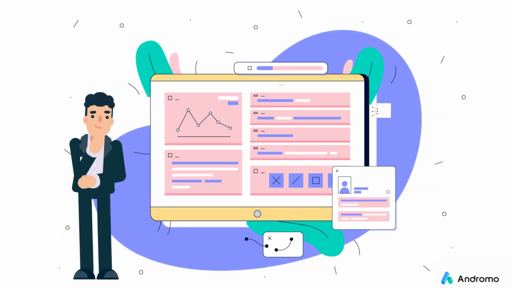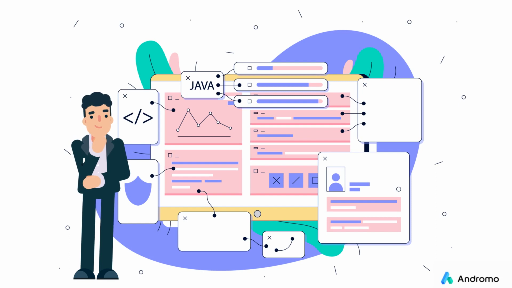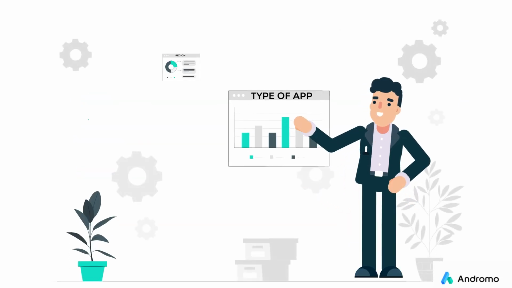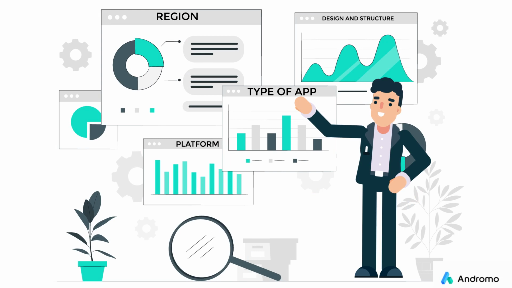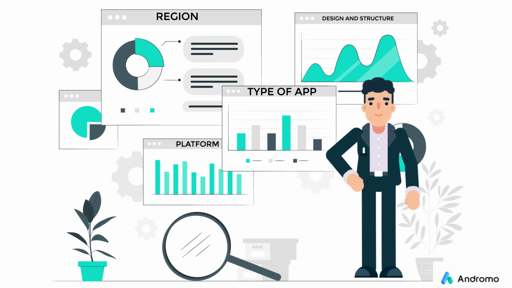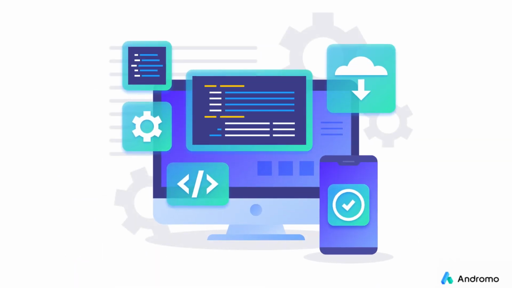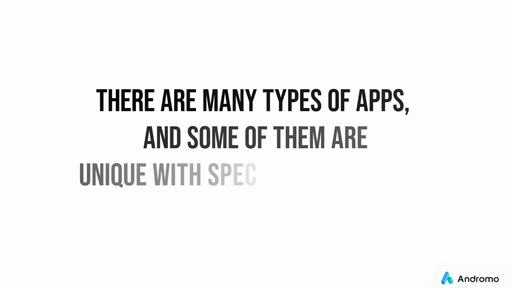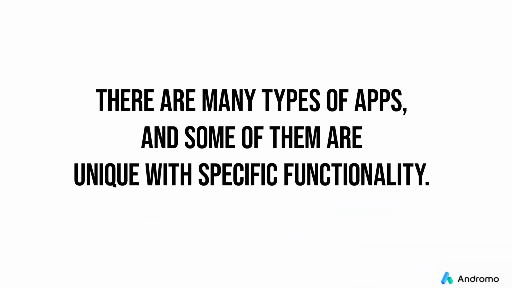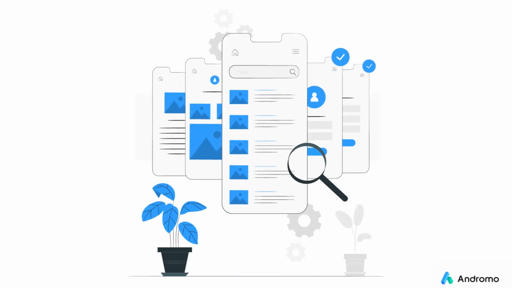But to get a good idea of how much an app will cost you, think about the factors that play into development cost. For example, factors such as the type of app, the region you are in, the design and structure, and the platform you are using all affect how much it will cost to develop an app. Type. The cost of developing an app will vary depending on the type of app. There are many types of apps, and some of them are unique with specific functionality. The range of cost will vary depending on the functionality and complexity of the particular mobile app type.